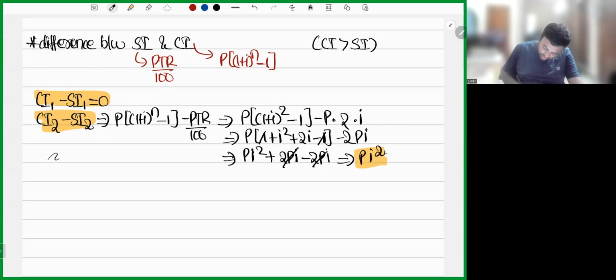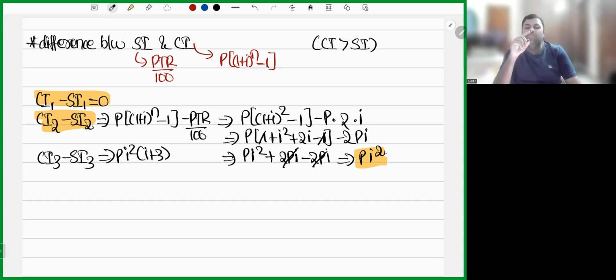In the same way for the first 3 years, if you want, you can apply the formula and calculate. For the first 3 years, it will be PI square into (I plus 3), not PI cube. Okay, it will be PI square into (I plus 3). Sir, for more than 3 years? It can be for any number of years.